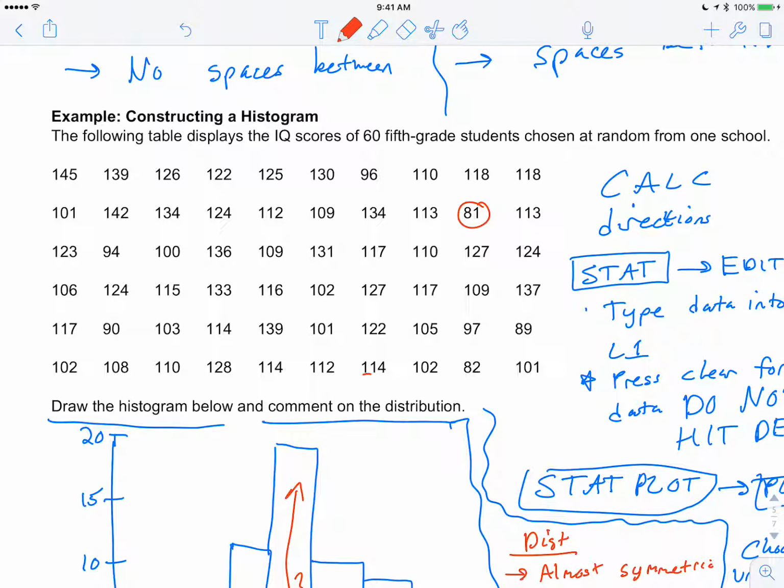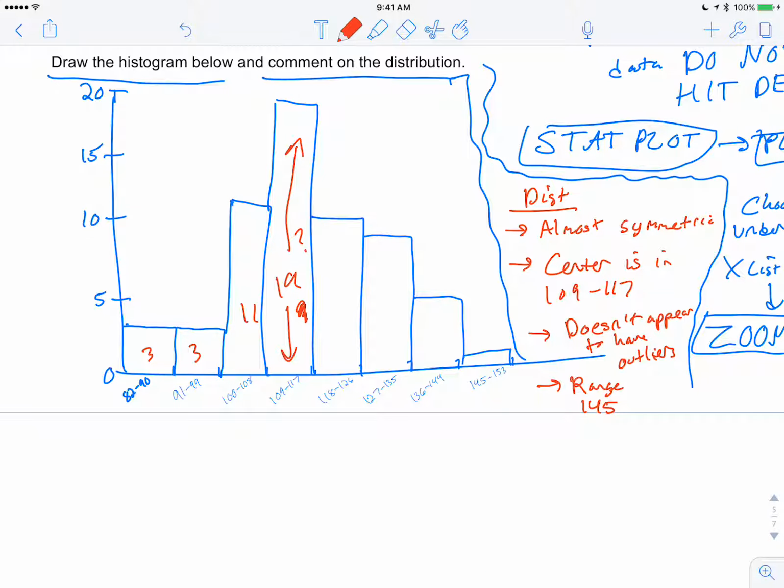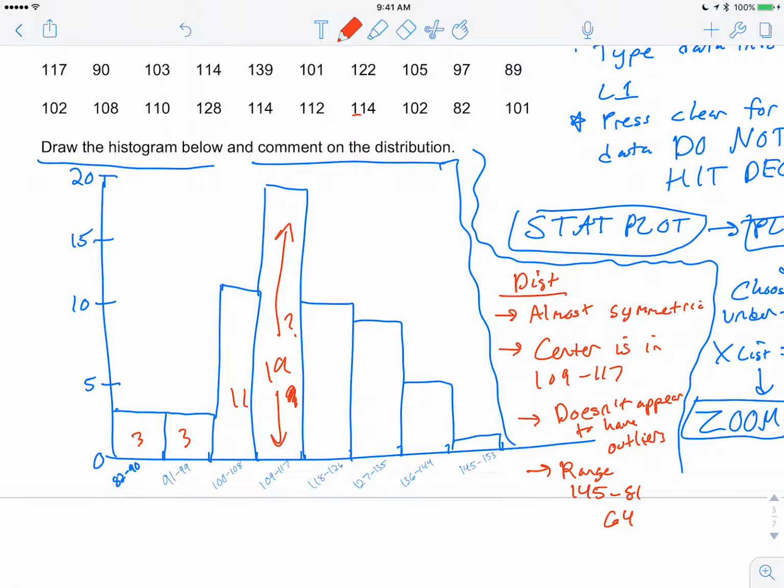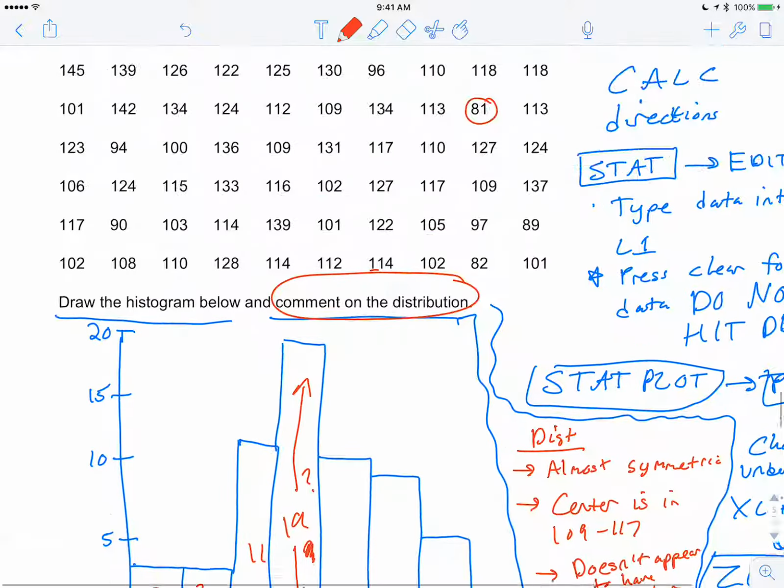Okay, double check all the columns. Looks like 81. You subtract those two numbers, you get 64. That's the range of values. Shape, center, spread. Always be doing that on a graph. Okay. This just says comment on the distribution. It doesn't say make any conclusions.